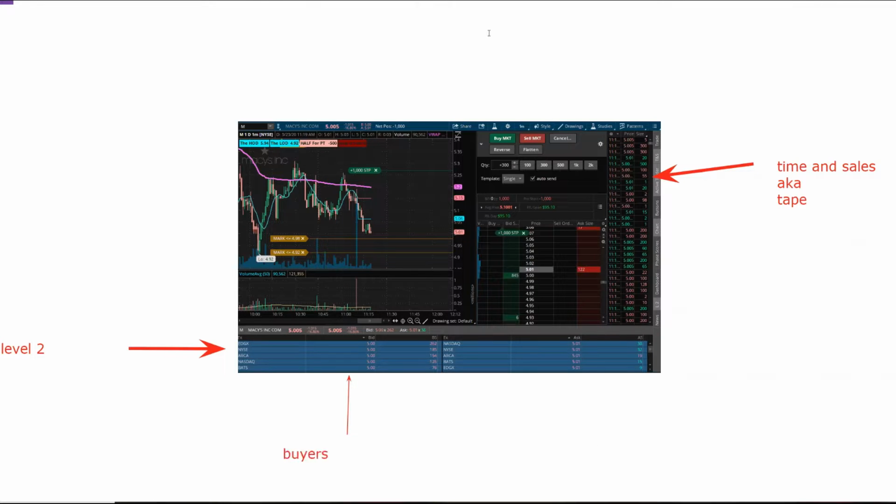If we look to the left, we have our bid described by the arrow. Our bid is our buyers. This is all the people trying to buy the stock. And then our ask is our sellers. These are all the people trying to sell the stock.